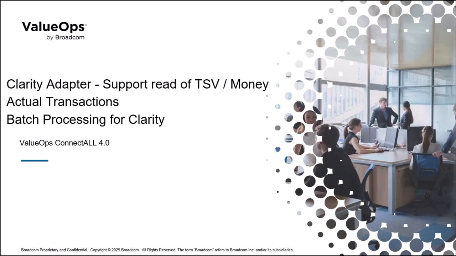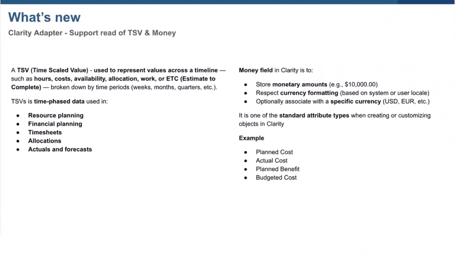Moving on, we have enhanced the Clarity adapter to support multiple abilities. One, we have opened up the TSV and money field. TSV and money field are special fields on the Clarity application. TSV is a time scaled value field, and money holds all the money values like the cost, the actual cost, benefits, budget. And TSV is all the time-phased data that we'll have to handle.